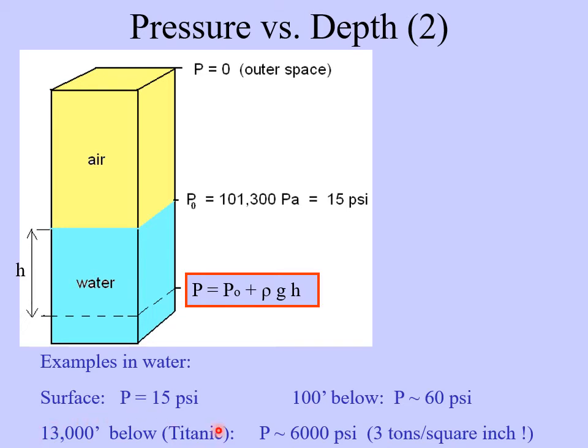At that depth, the pressure due to the water was about 6,000 psi. That's about 3 tons per square inch. So again, that is just a crushing amount of pressure, and that would be fatal to the human body.